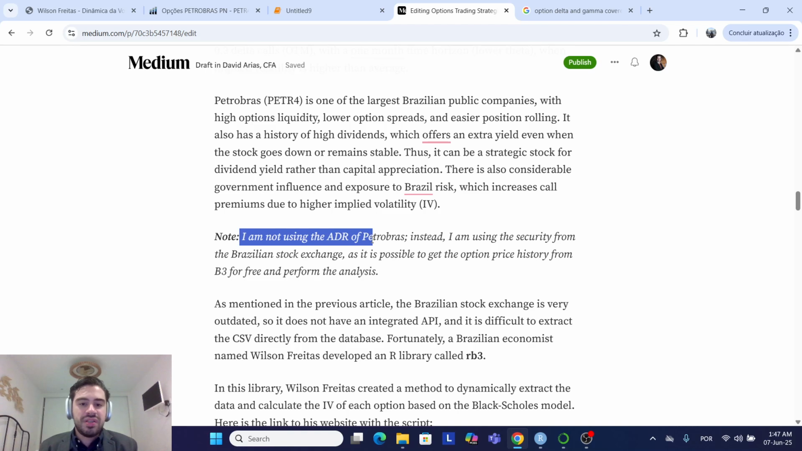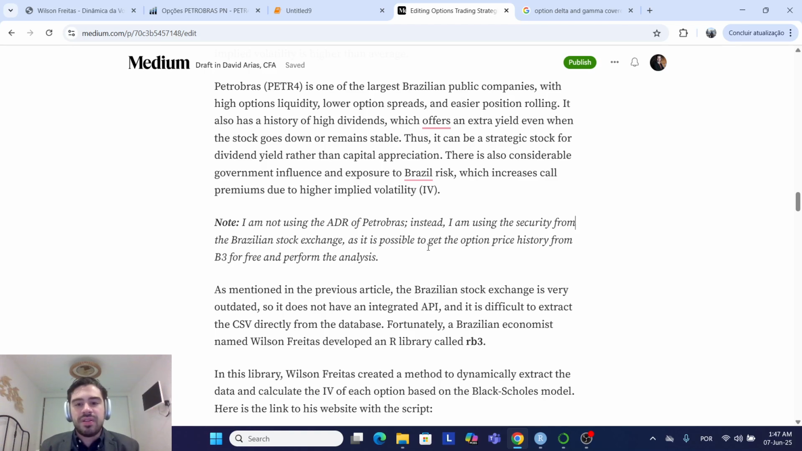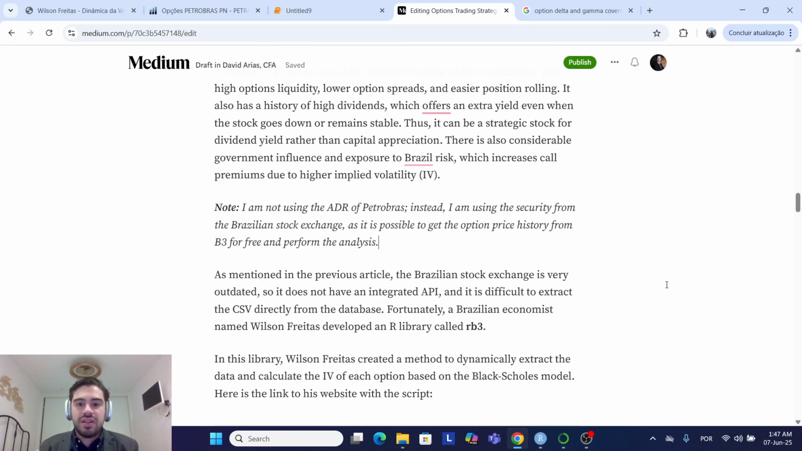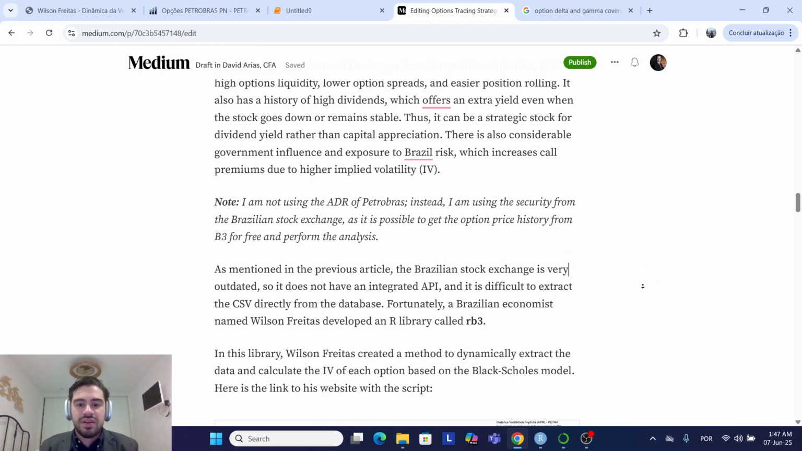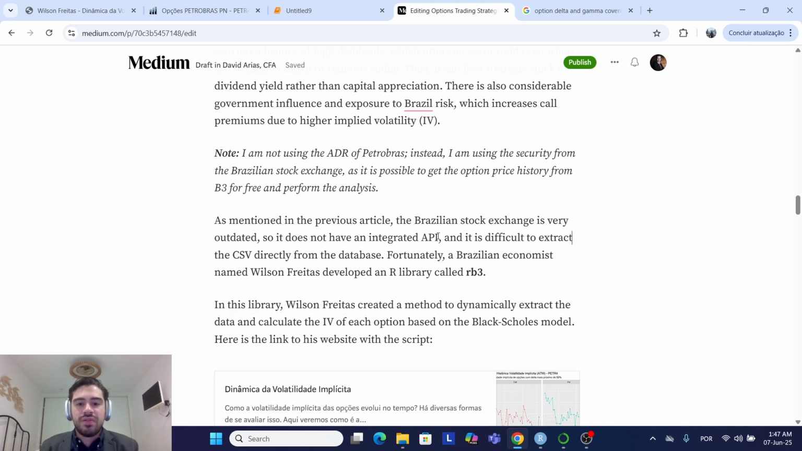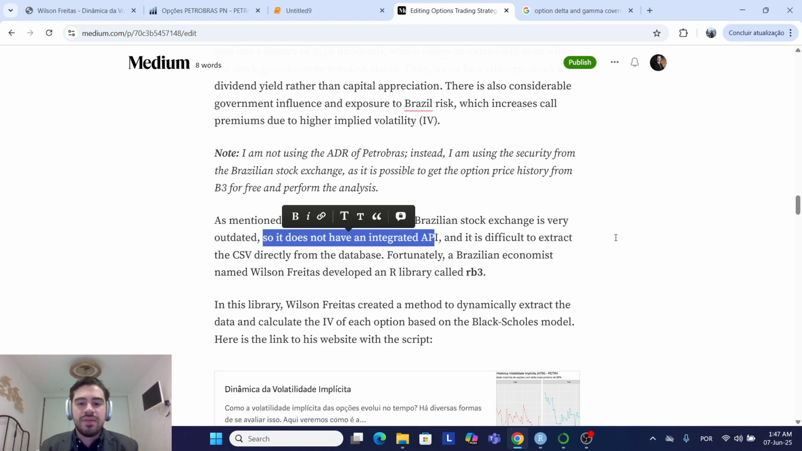Well, I'm not using the ADR of Petrobras. Instead, I'm selling the call straight from the Brazilian Stock Exchange. And why am I doing that? Basically, the Brazilian Stock Exchange provides all the calls and puts data historically. Because I'm not using any data provider, it can be an easy option. However, the Brazilian Stock Exchange doesn't have an integrated API. It's a very old system, kind of a dinosaur thing.